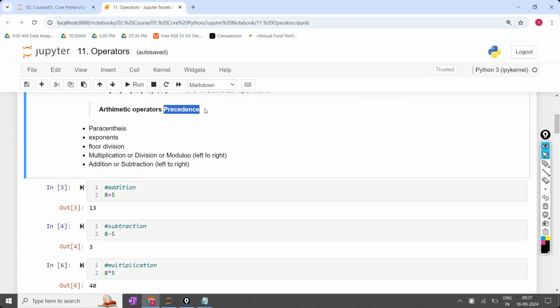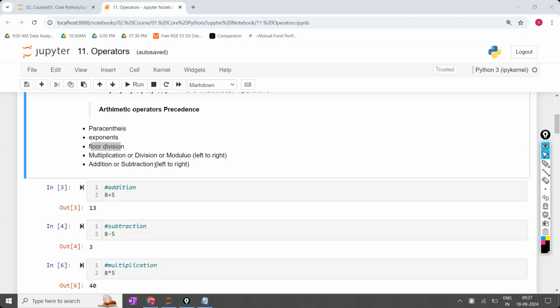Precedence means which one you have to give the top priority. The top priority is first parentheses. Brackets are the top priority out of all of them. Second priority goes to the exponents, followed by floor division, followed by multiplication, division, and modulo. Whatever order they have given in the question, you can follow the same order.